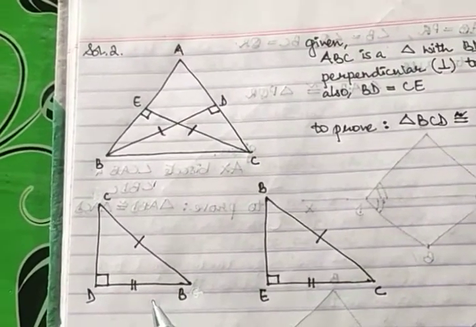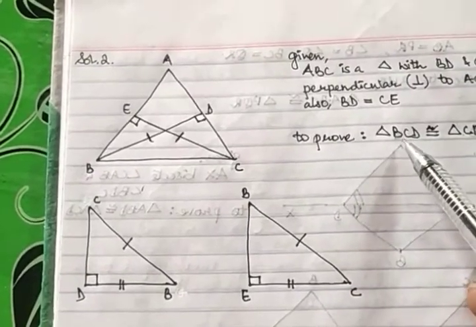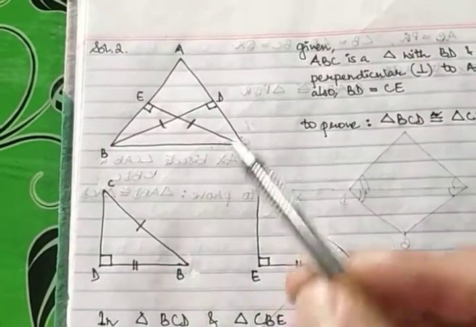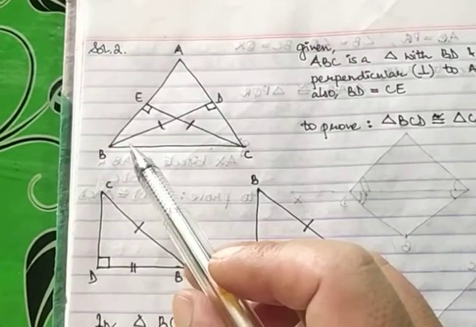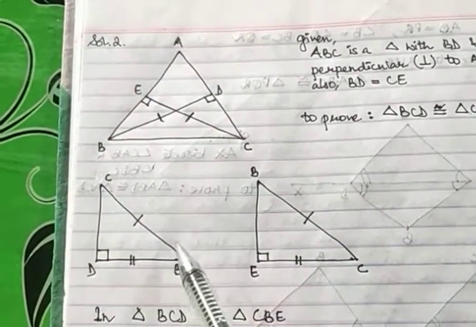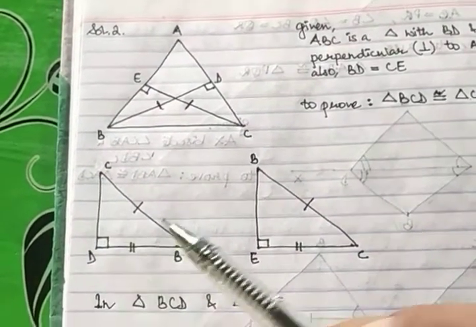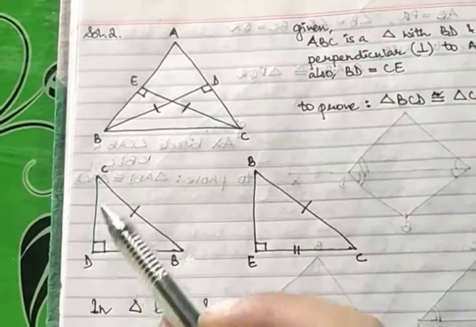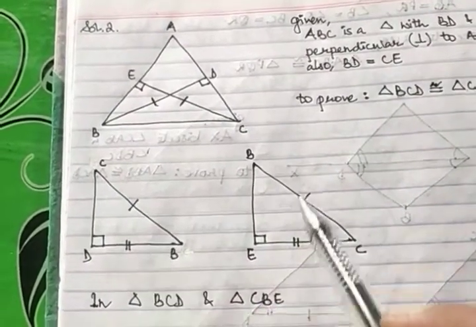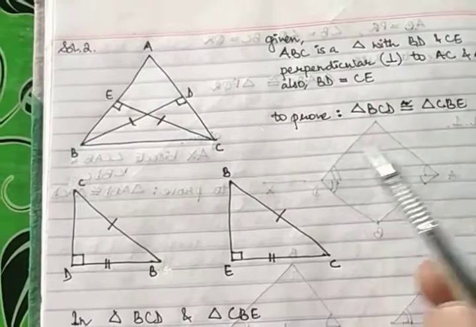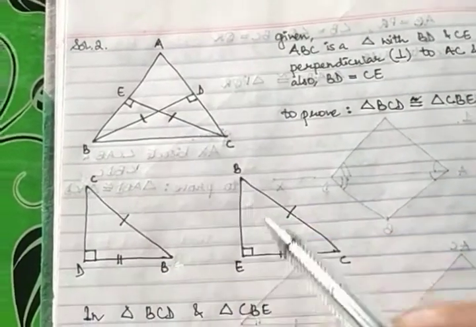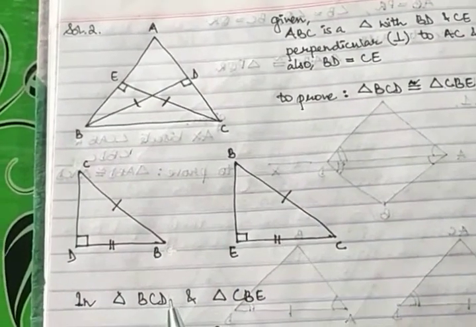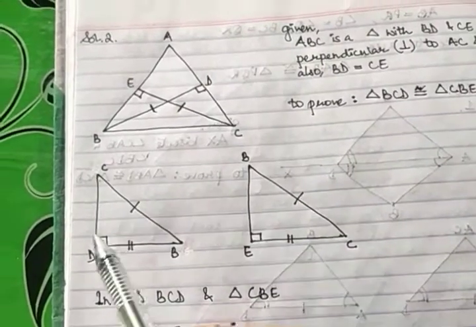See, triangle BCD I have taken, and since it was a right angle triangle, as per my convenience, because we are familiar with this position, I have drawn right angle triangles. Triangle CBE was also a right angle triangle, so I have also drawn it in this position. Now the 90 degrees are here.